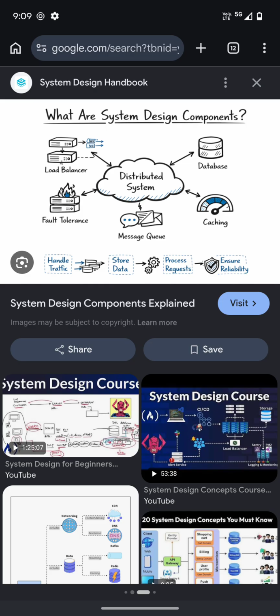So NoSQL databases are basically used when you want to deal with unstructured data or semi-structured data, and fast retrieval is your expectation or factor.